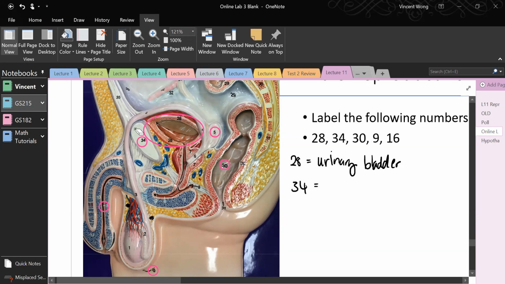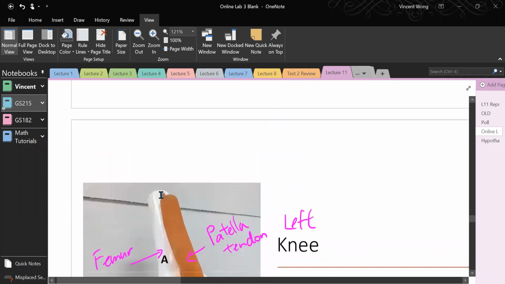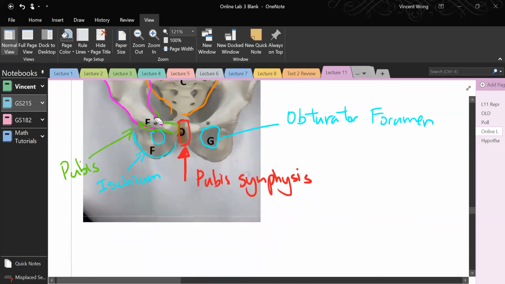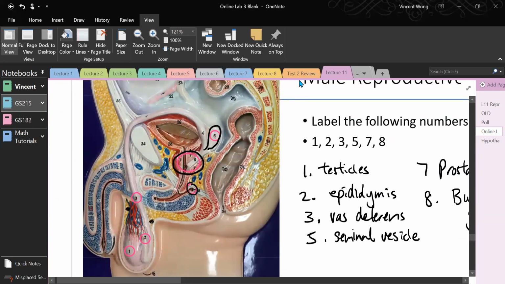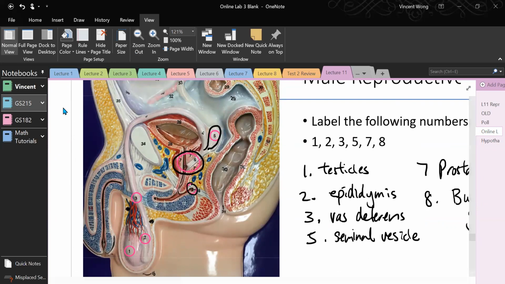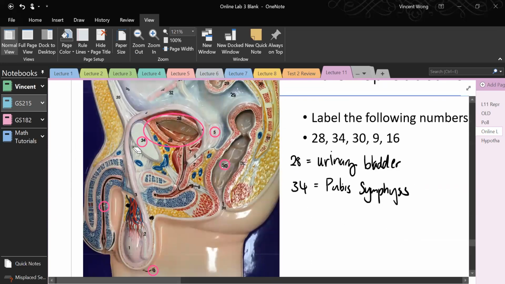Number 34, that is the pubis symphysis. Hold on a second. If I go back to here, you see the pubis, and the pubis is connected through the pubis symphysis in the middle. It's kind of like a cartilage bone structure. And that's what it is right here, the pubis symphysis. Number 34. Number 30 is right here. That's the rectum.